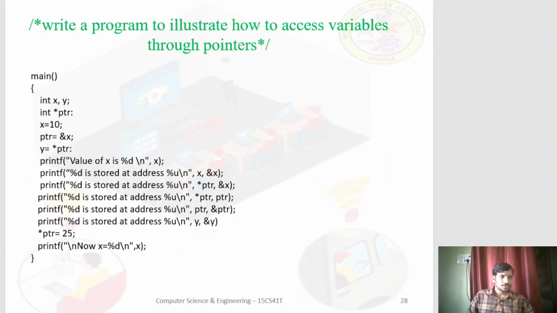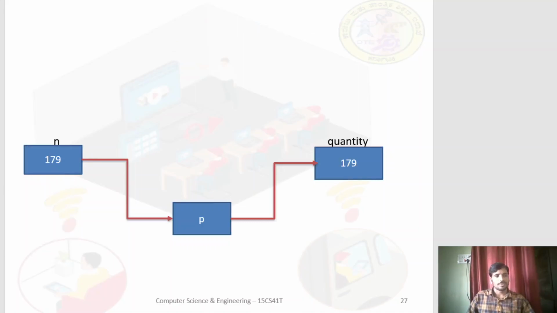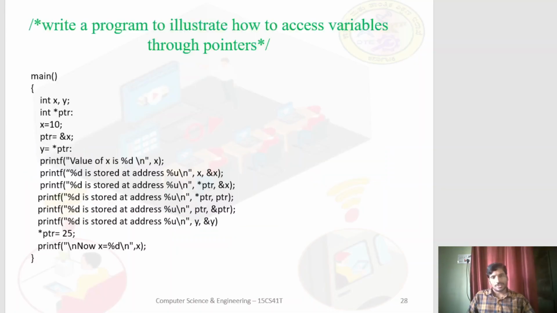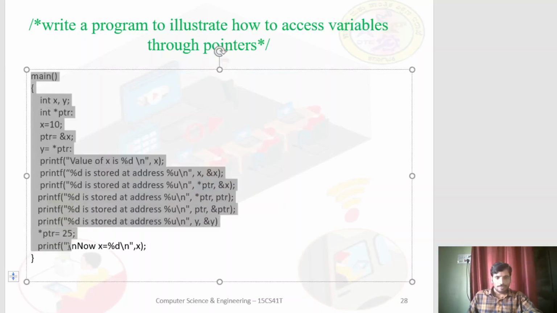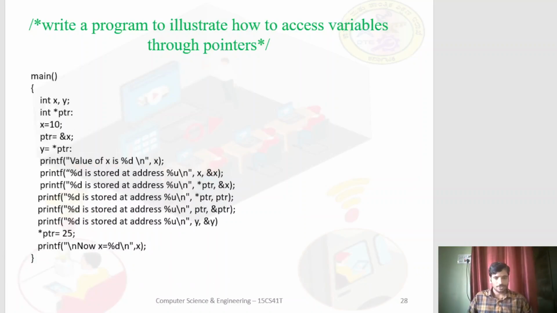Come back to the concept, that is pointer initialization. Now all these concepts that we discussed, we'll demonstrate through a program. So here is a program. Write a program to illustrate how to access variables through a pointer. Let me run this program in the compiler. Okay, students, let us see this program execution.